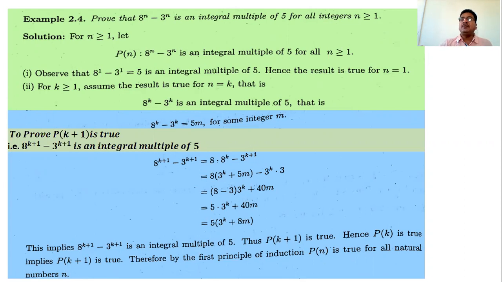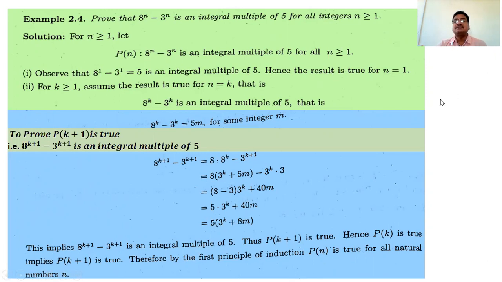10 is a multiple of 5, an integral multiple of 5. Why is 10 an integral multiple of 5? Because you can write 10 as 5 into 2, that is, 5 into some integer. Similarly 15, 20, then 25, all these numbers are integral multiples of 5, and we have to show this.